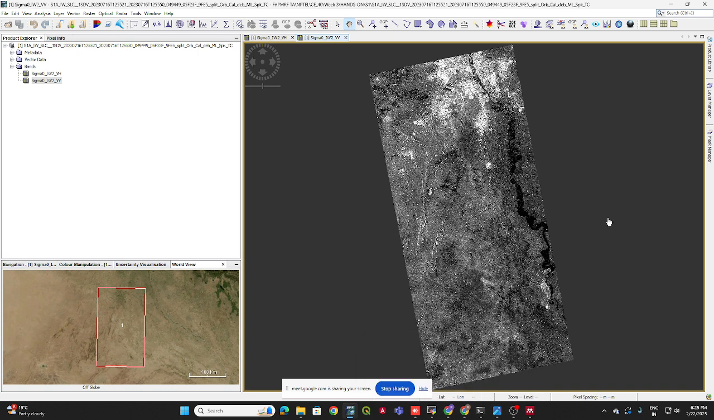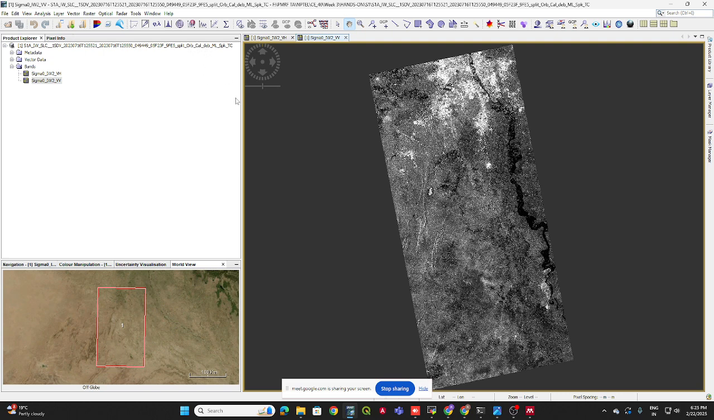I think now it's visible. So I have imported the data, the processed data that we processed before. And we studied all the pre-processing steps and what these are doing. These are the set of pre-processing steps for Sentinel-1 data. For ALOS-2 data, it is somewhat different.